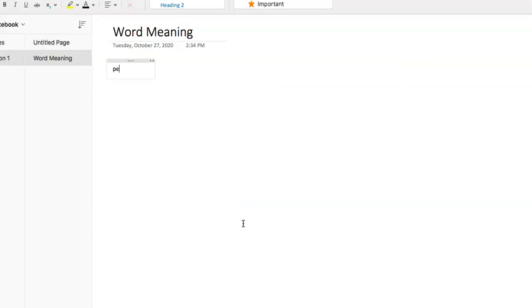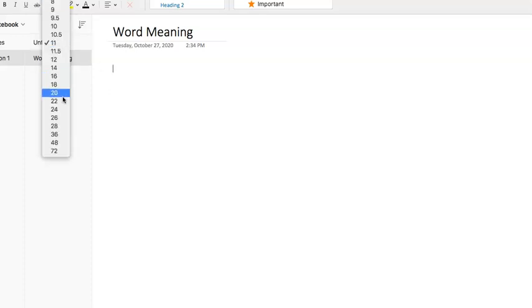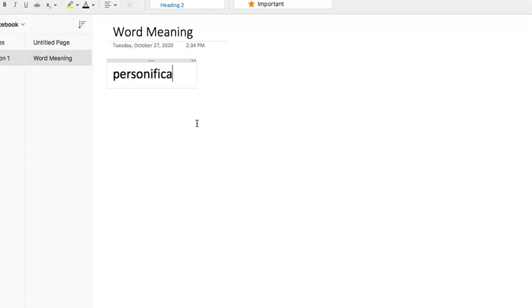One more that you've got to be familiar with. Personification is the last one. Okay, and personification is pretty easy to remember if you just think that there's the word person within the word. Personification is assigning the qualities of a person to something that isn't human.